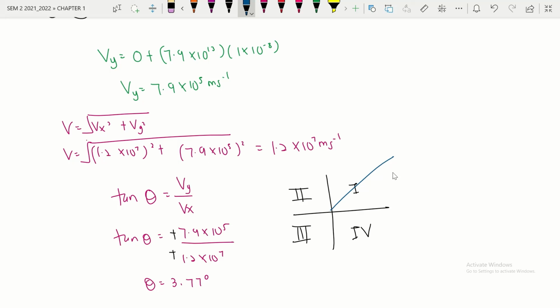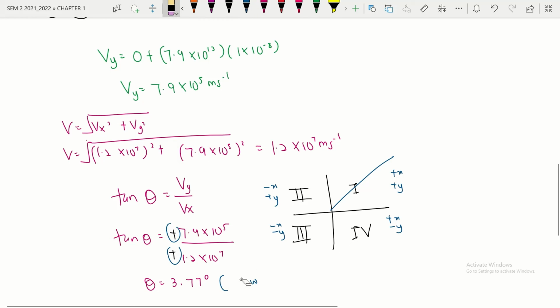Sebab apa? Sebab ini adalah positive X axis, ini adalah positive Y axis. And then ini adalah negative X axis, positive Y axis. Negative X, negative Y and positive X, negative Y. So bila both positive, dia berada dekat first quadrant. And first quadrant ni kita akan sebut dia above positive X axis.